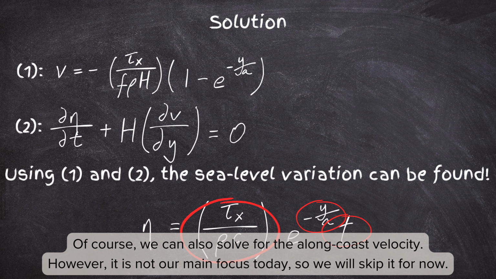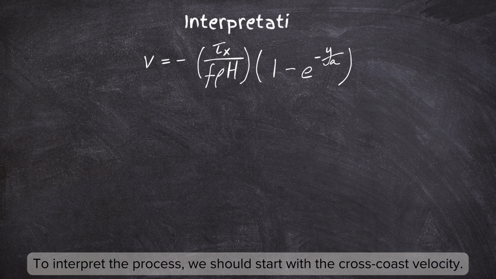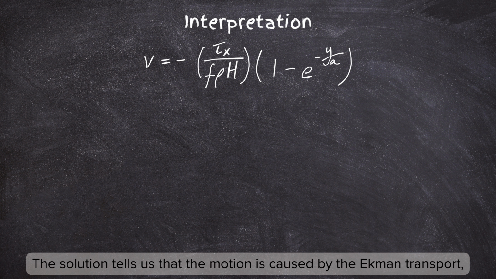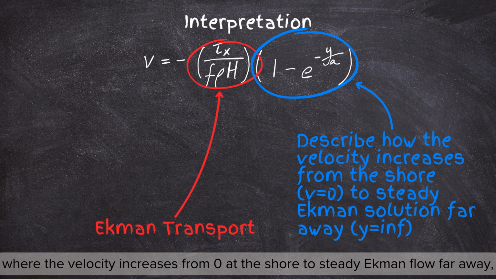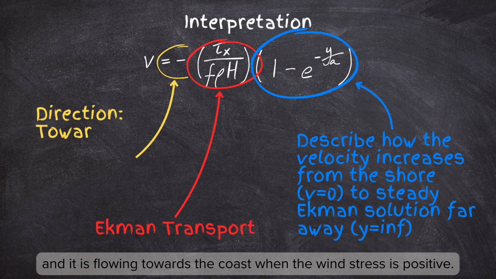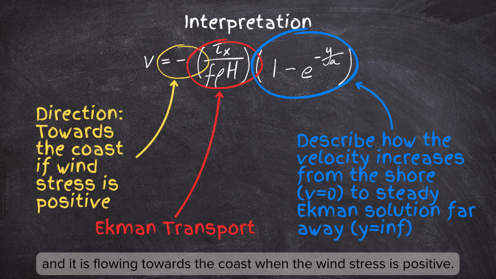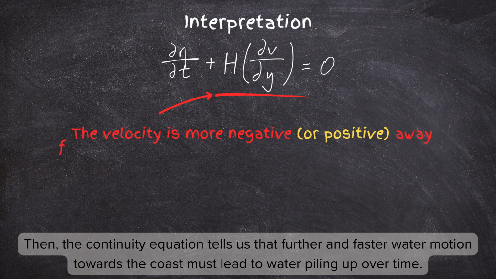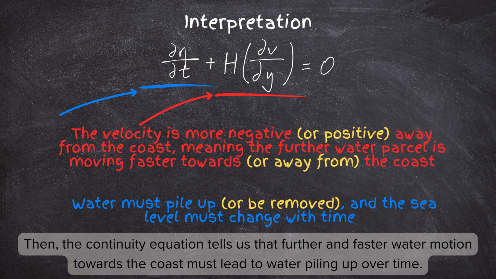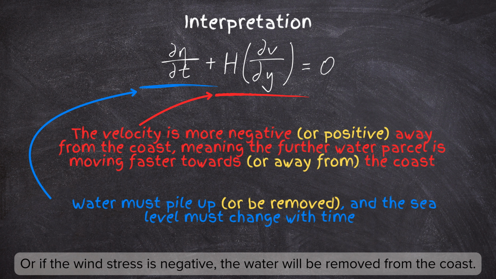Of course, we can also solve for the along-coast velocity. However, it is not our main focus today, so we will skip it for now. To interpret the process, we should start with the cross-coast velocity. The solution tells us that the motion is caused by the Ekman transport, where the velocity increases from zero at the shore to steady Ekman flow far away, and is flowing towards the coast when the wind stress is positive. Then, the continuity equation tells us that the further and faster water motion towards the coast must lead to water piling up over time, or if the wind stress is negative, the water will be removed from the coast.